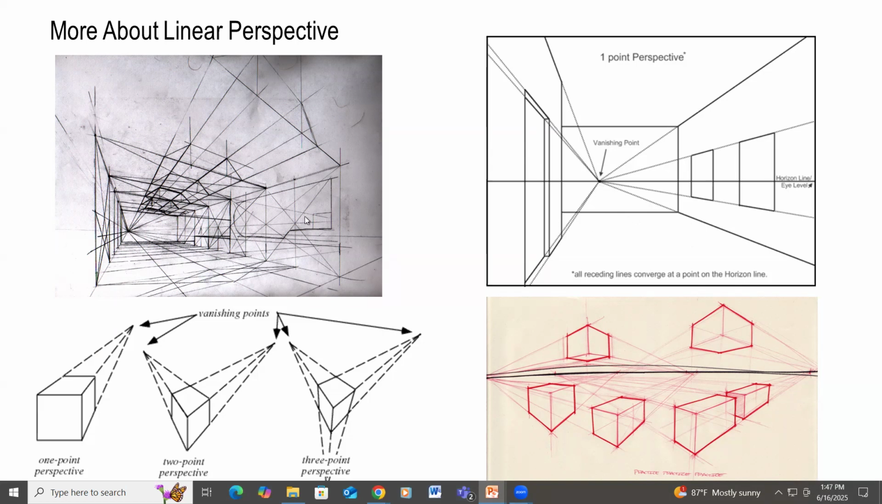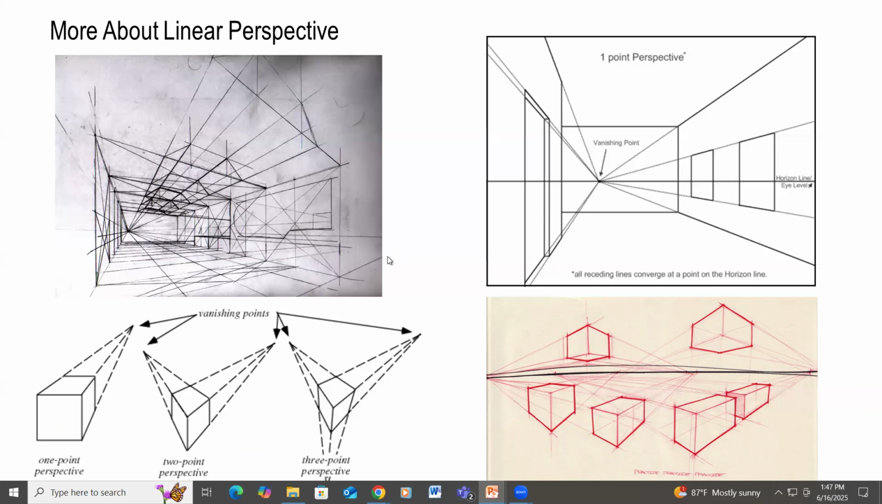Whereas in two-point perspective, everything goes to one vanishing point or to another vanishing point, and the other vanishing point is probably somewhere over about here. The only lines that are not going to one or the other vanishing point are the lines that are perfect verticals.